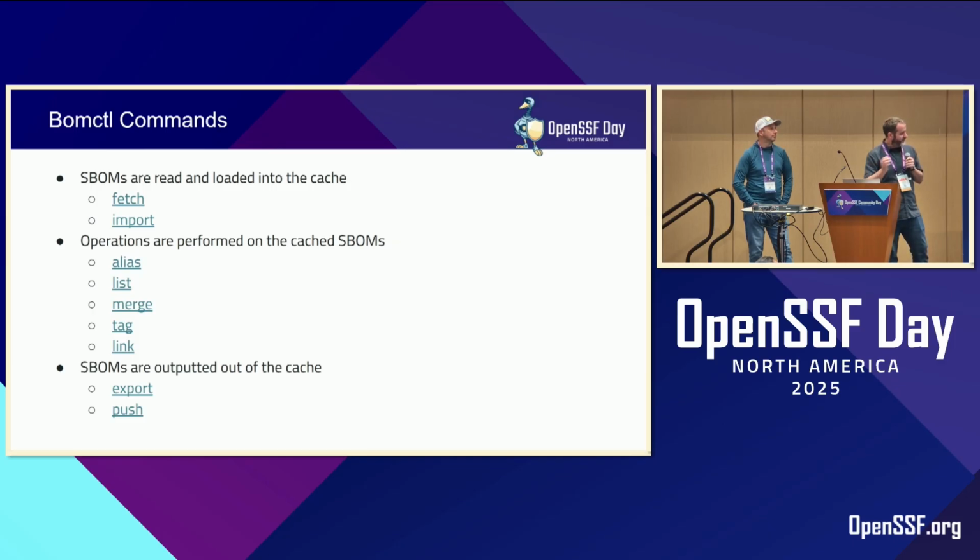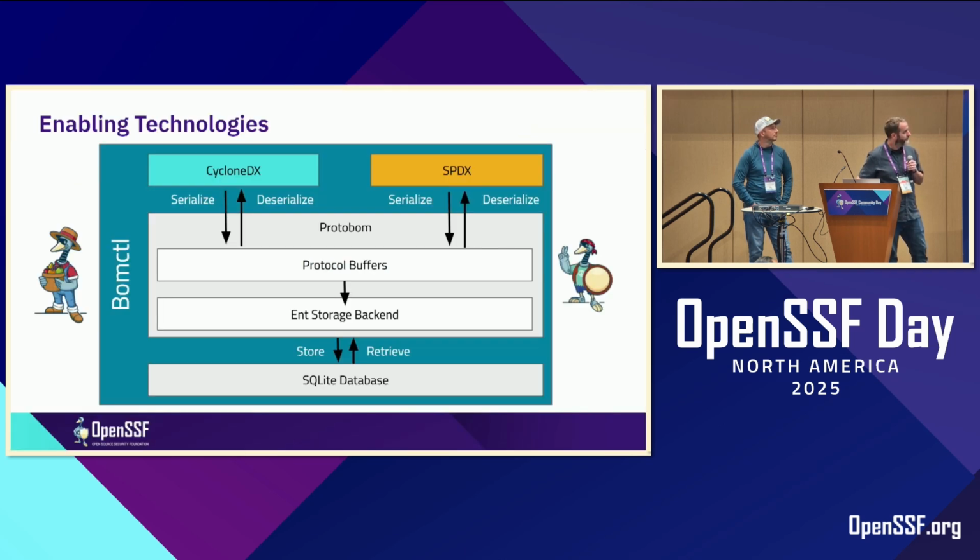But export and push, I mentioned push. You can export to something like Syft. So if you have another tool that needs to read in the SBOM, it can do that. Push will also let you push it to any Git-based platform or another HTTP or URL. Yeah. So this is a little bit about the underworkings of bomctl and how it works.